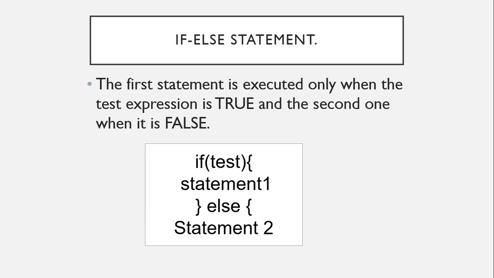And the next loop that we're going to look at is the if else statement, which of course complements the if statement. So if the test is true, then statement 1 is going to be executed. And if this test evaluates to false, then statement 2 is going to be evaluated.